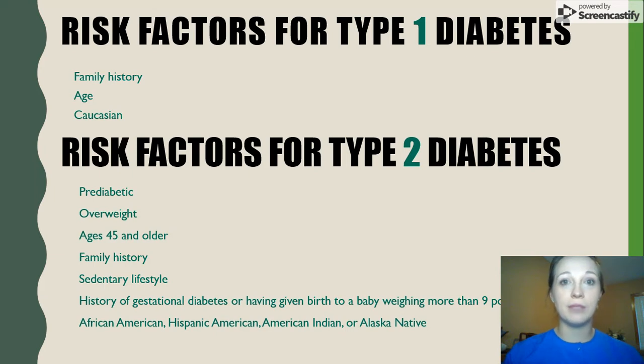Risk factors for type 2 diabetes would include if you are pre-diabetic, overweight, ages 45 and older, family history, sedentary lifestyle, history of gestational diabetes, or there are some other races listed there too that are more prone to type 2 diabetes. And just like I talked about a non-modifiable risk factor, a modifiable risk factor would be being overweight or living a sedentary lifestyle. So you can choose to make changes in your lifestyle that are going to better you overall and help your diabetes.